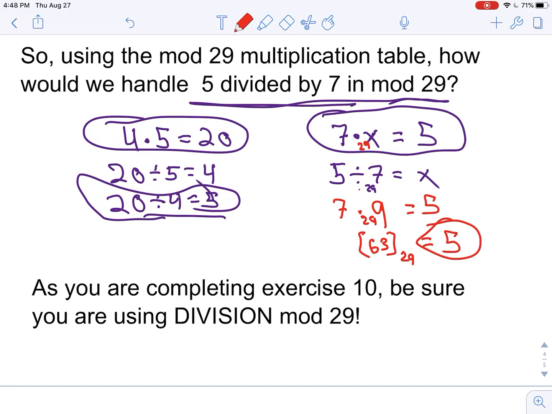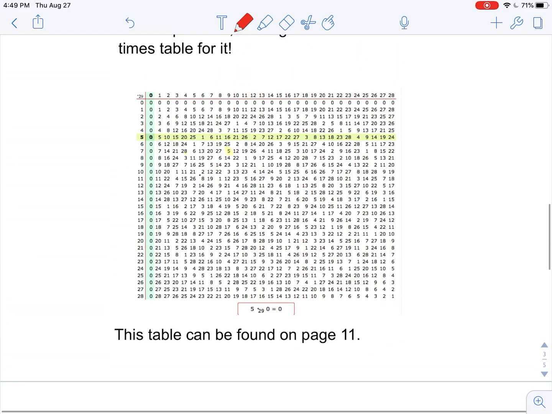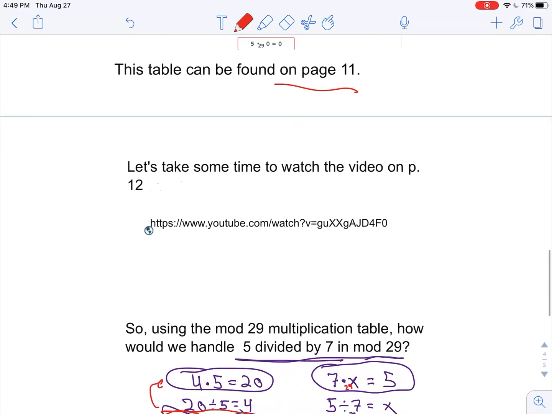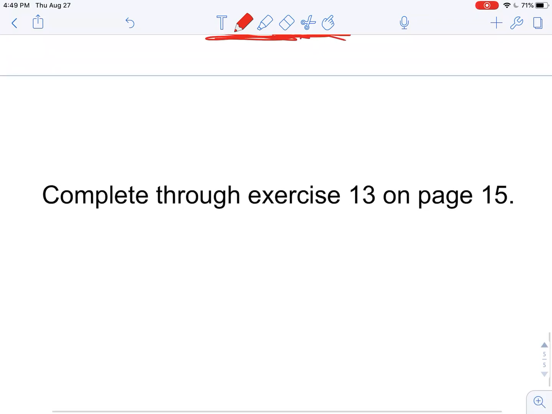As you're completing exercise 10, be sure you're using division, mod 29. Again, I can't stress this enough. The division problems, you need to look at these as a related multiplication problem, and use the times table that you have on page 11 accordingly, okay? You're going to go up through exercise 13 on page 15. I encourage you, once again, watch this podcast twice if necessary. Watch the video on page 12 twice if necessary. If you watch it and you're not understanding the exercises, do them again.